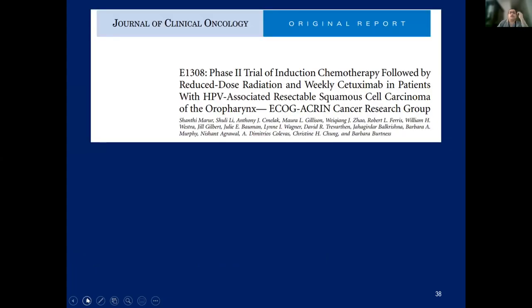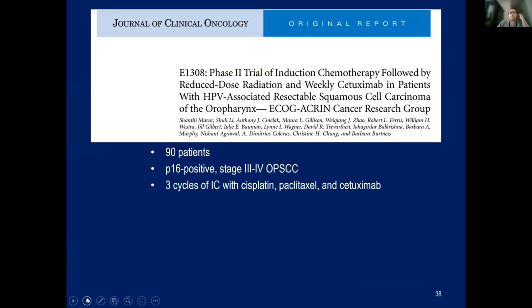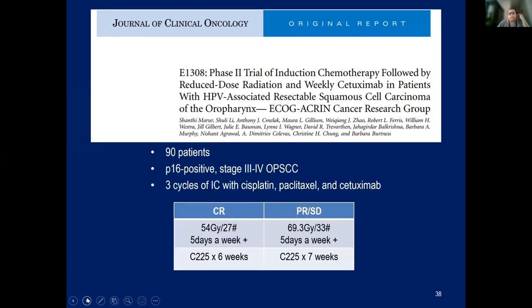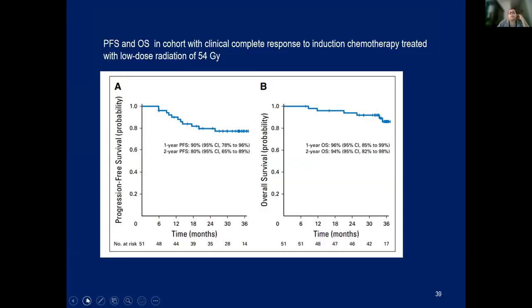This is the ECOG ACRIN trial, which showed us that it was possible to perhaps safely reduce the dose of radiotherapy post a favorable response to neoadjuvant chemotherapy. And this is the outcome. It possibly told us that even with lower dose radiotherapy, the outcomes were not compromised.